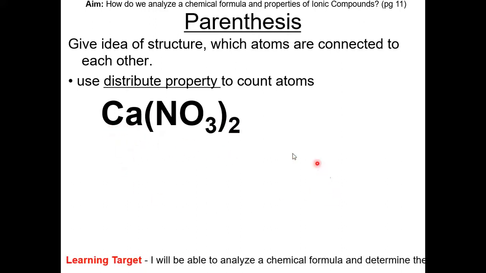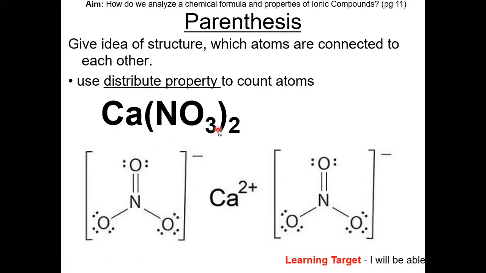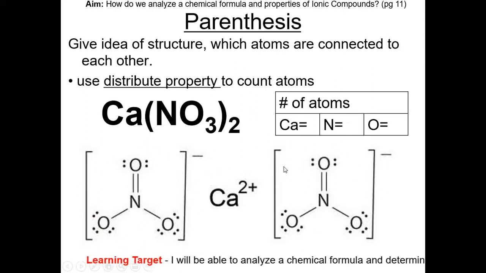So if you were to draw a Lewis dot diagram of this, it will look like this. Notice the parentheses tell us how the elements are bonding. We have 3 oxygen atoms bonded to a nitrogen, and we have 2 of these types of structures. So now let's count the atoms.